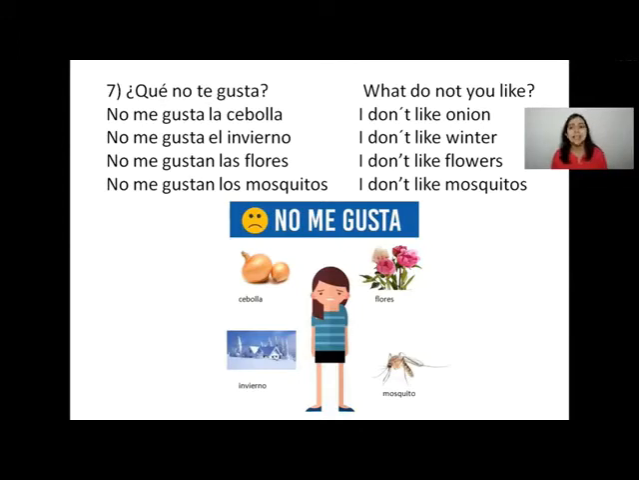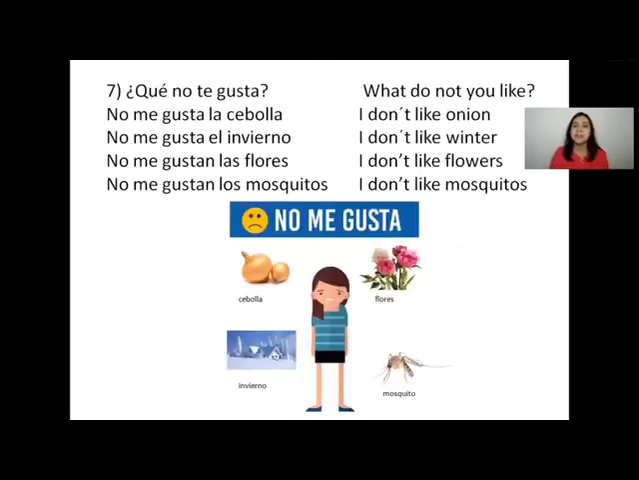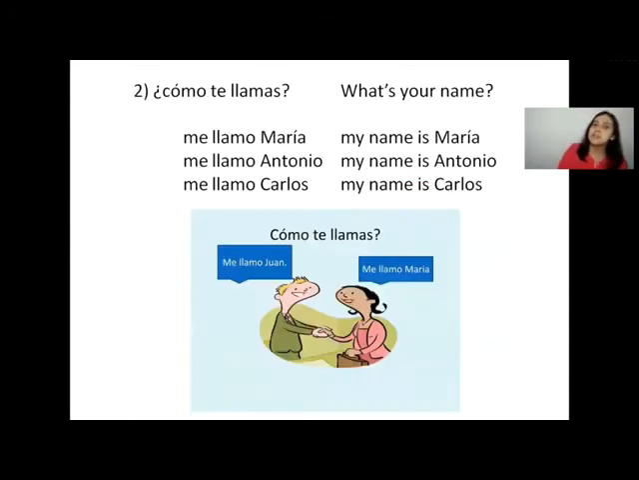¿Y a ti? ¿Qué no te gusta? Can you give me an answer? ¿Qué no te gusta? So now let's review. Vamos a revisar. ¿Puedes presentarte en español? Can you introduce yourself in Spanish? Let's review. Vamos a revisar.